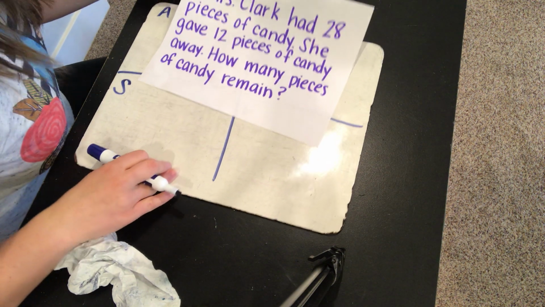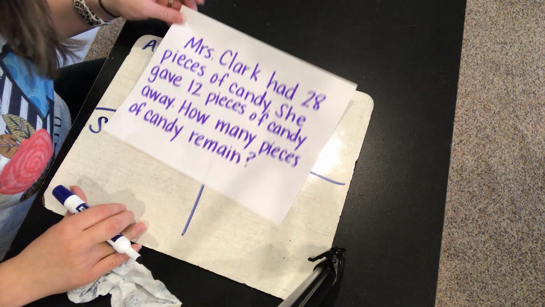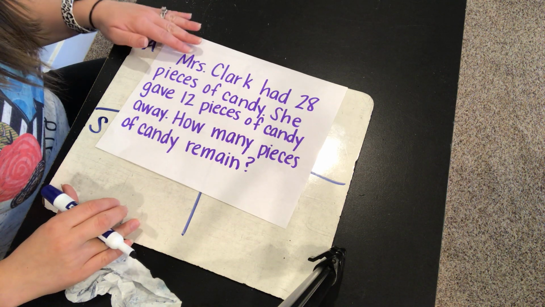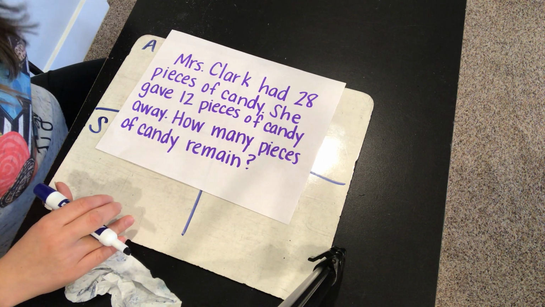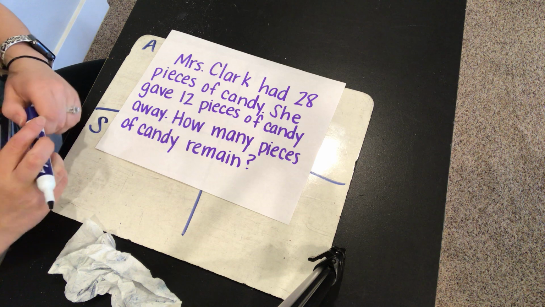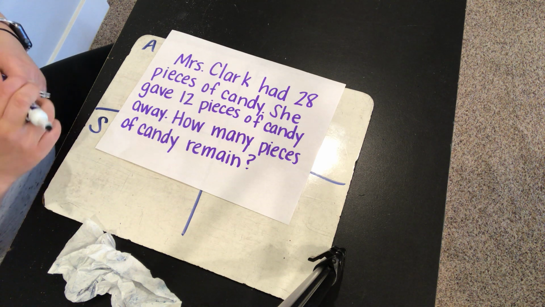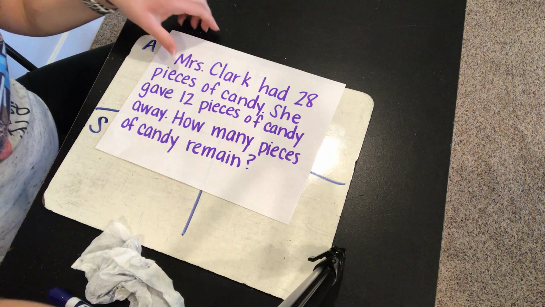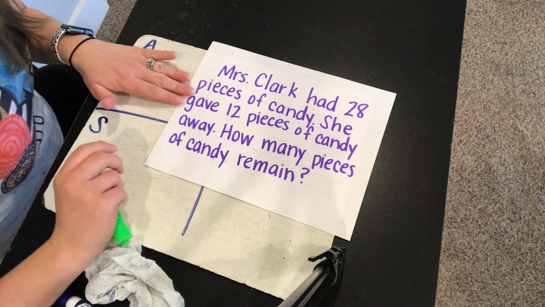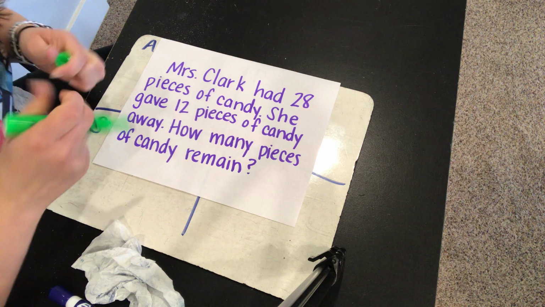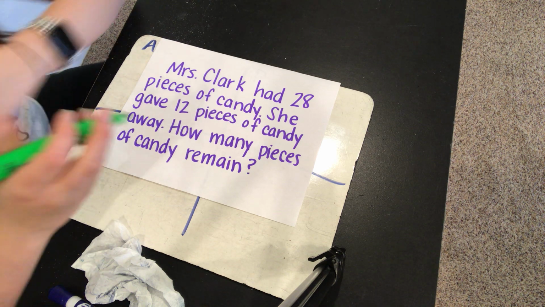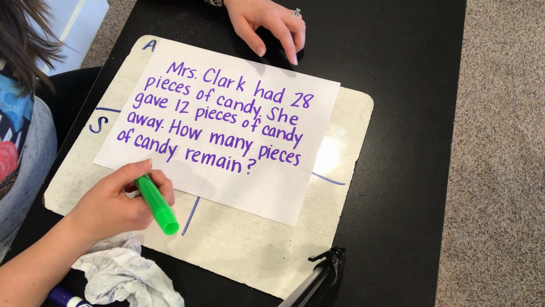Alrighty, so here it is. Mrs. Clark had 28 pieces of candy. She gave 12 pieces of candy away. How many pieces of candy remain? Okay, so the first thing that we're going to do is the A of AptsCheck, which is analyze the problem. So let's think about the problem here and think about what's important.